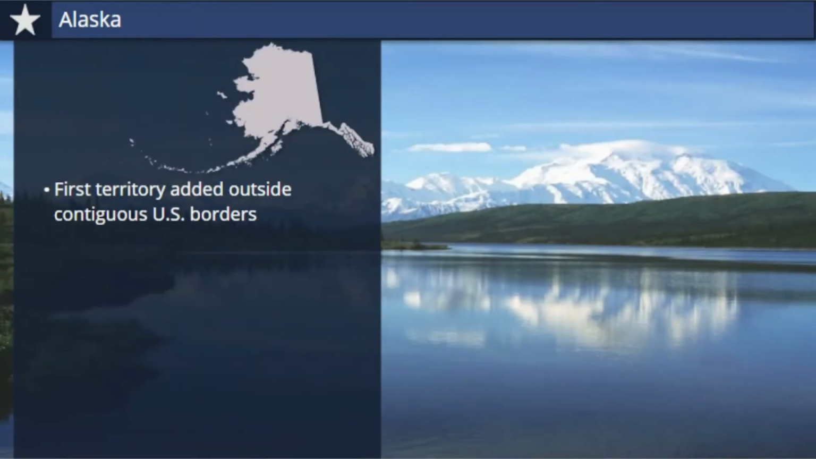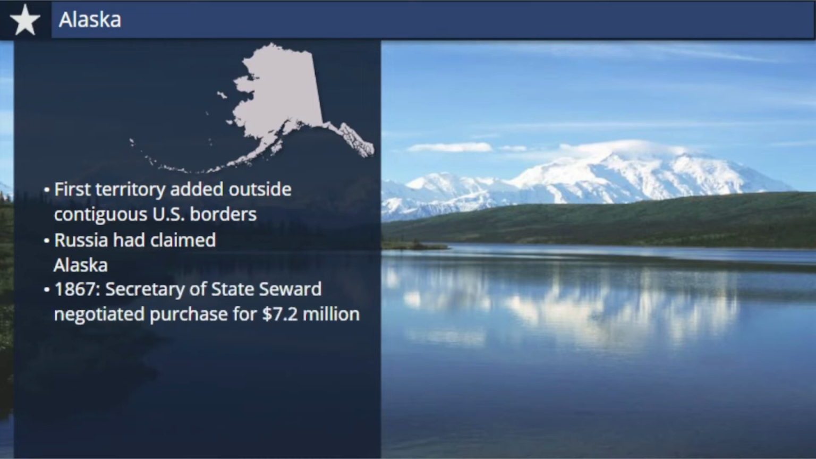The first territory to be added to the United States outside its contiguous or connected borders was the vast northern territory of Alaska. Until the 1860s, the Russian Empire had claimed Alaska as its property, but Russia became interested in selling its faraway territory. In 1867, U.S. Secretary of State William Seward negotiated the purchase from Russia for the then gigantic sum of $7.2 million. Many Americans at the time thought the purchase was a foolish waste of money. They called the Alaskan Territory Seward's Folly or Seward's Icebox.